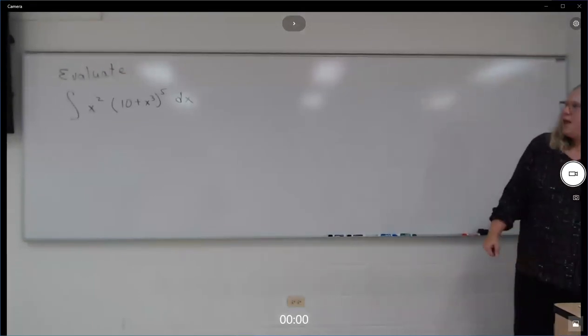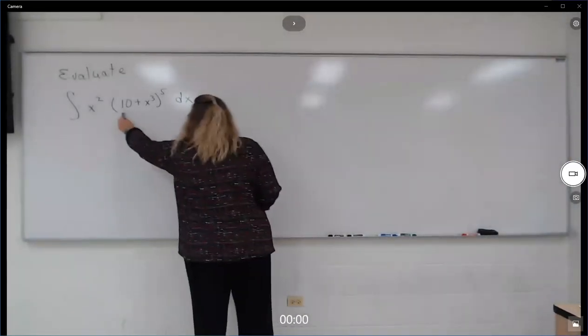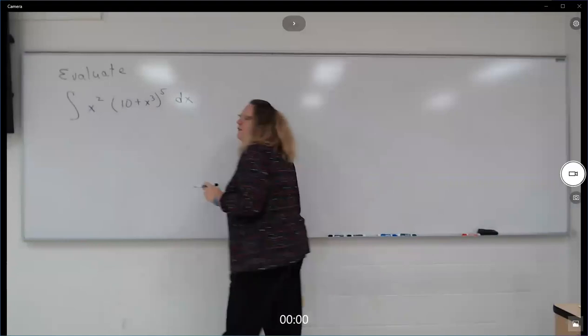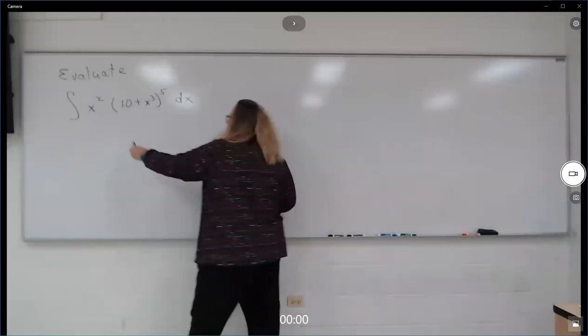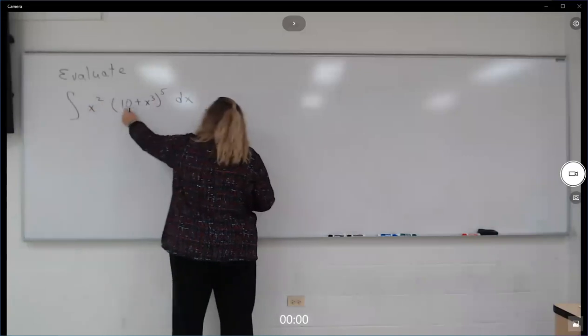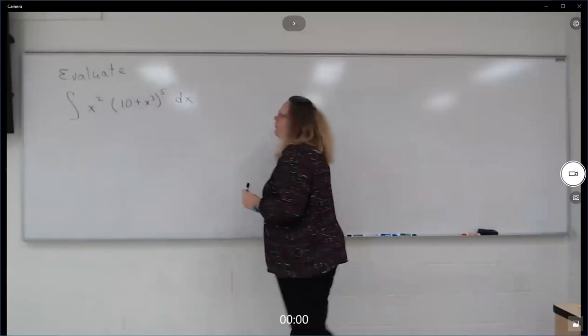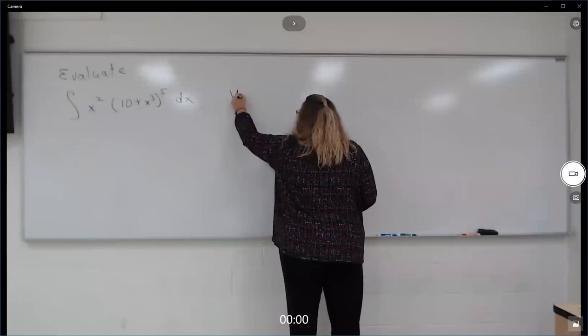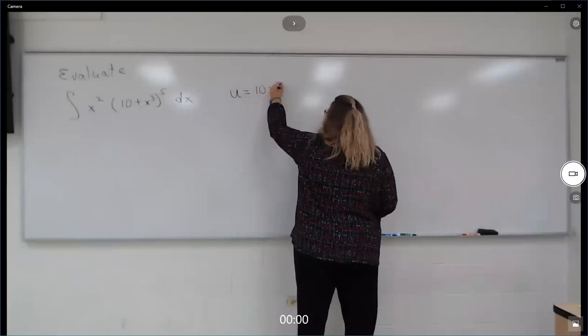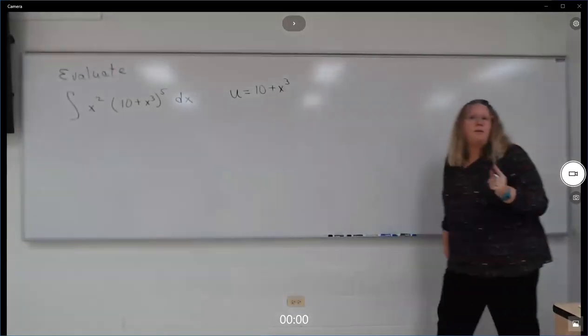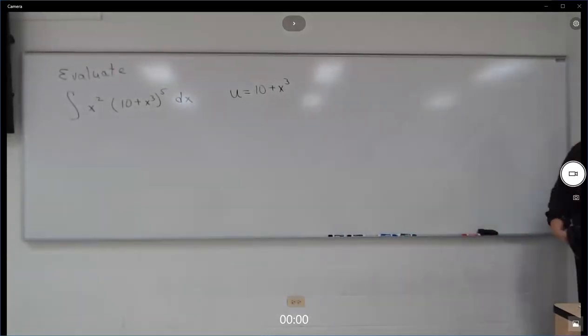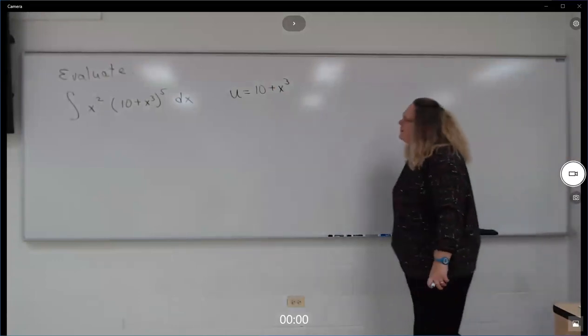Do we see that there is a quantity here that's being raised to the fifth power? We're going to consider this x squared as just one thing, but we have this quantity, this plus, raised to the fifth power, and that is going to become our U. 10 plus x to the third. Notice I don't take the power of 5. I just take that quantity, 10 plus x to the third.